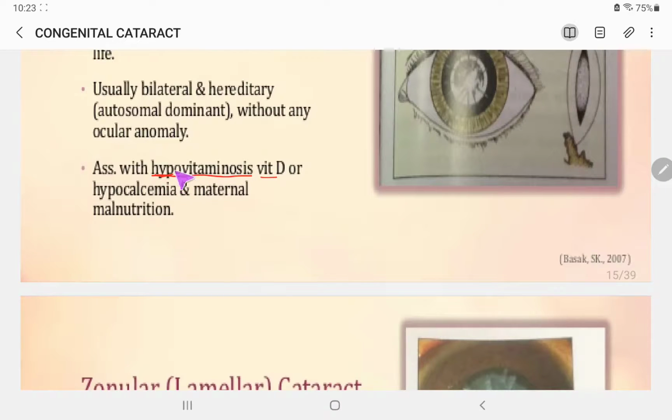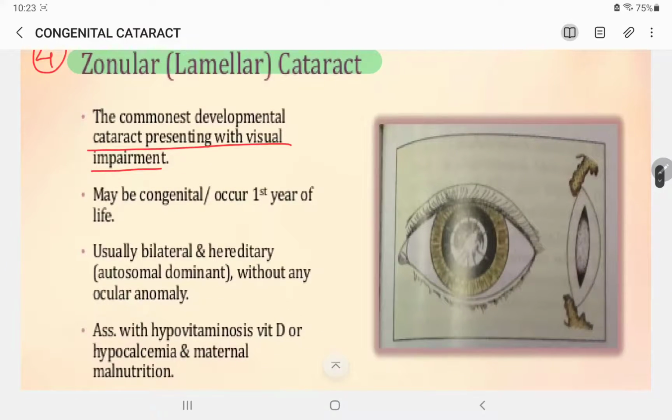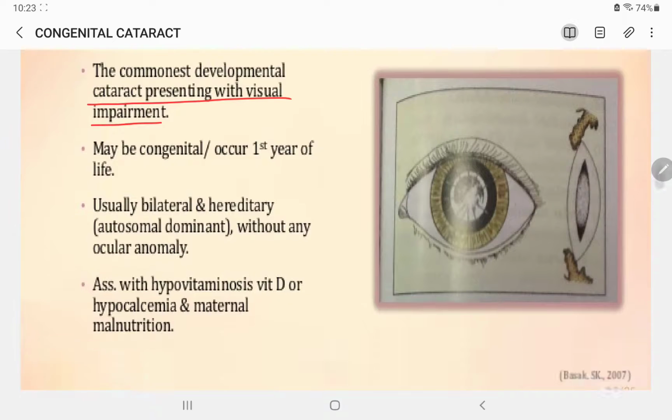Hypovitaminosis means less amount of vitamin, which is vitamin D. Or due to hypocalcemia, which means less calcium. And maternal malnutrition means this is due to the developmental anomaly. If the mother is suffering from malnutrition while she is pregnant, the required nutrition cannot go to the baby, and that will lead to the zonular, also known as lamellar cataract.